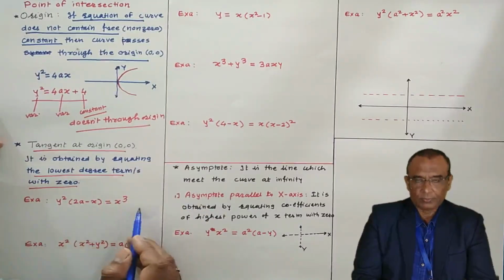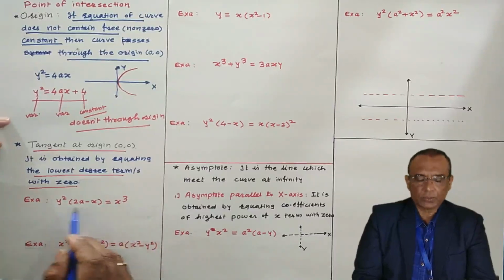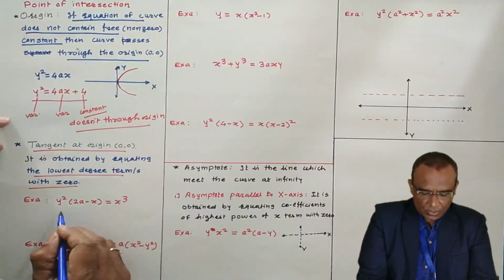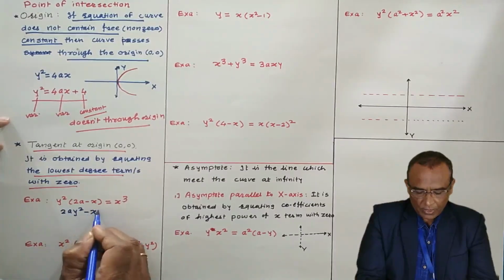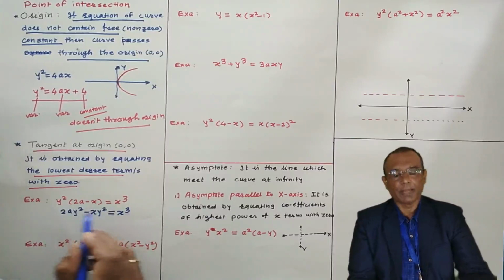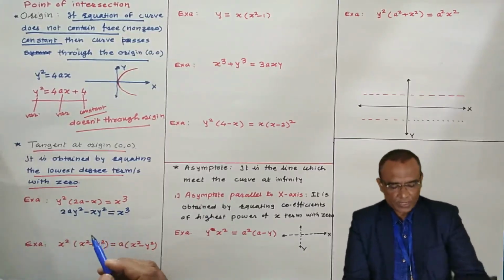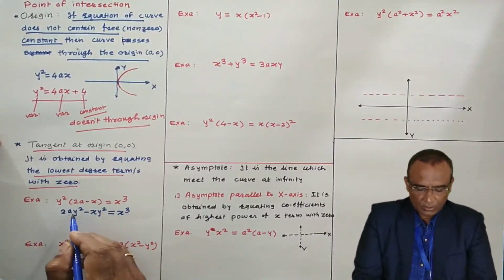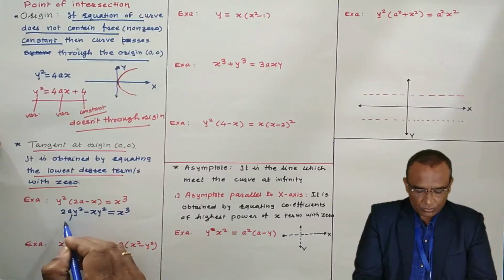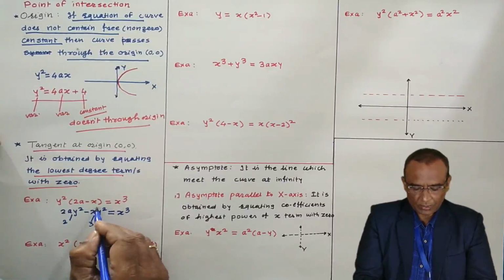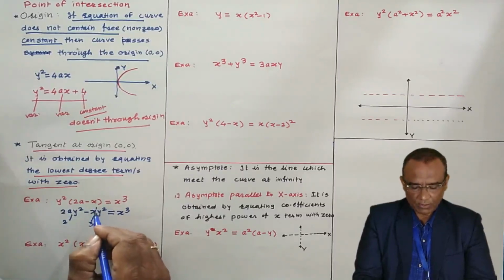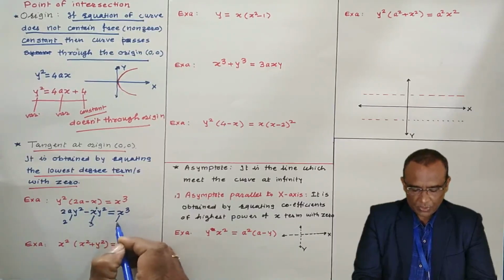Now this curve passes through the origin because there is no free constant term. Just I am going to simplify it. Xy square equal to x cube. I open the brackets. And what is the lowest degree term? The degree of this term is 2. Degree of this term is 3. Because degree of x is 1, degree of y is 2, and the addition of this is 3. Degree of this term is 3.